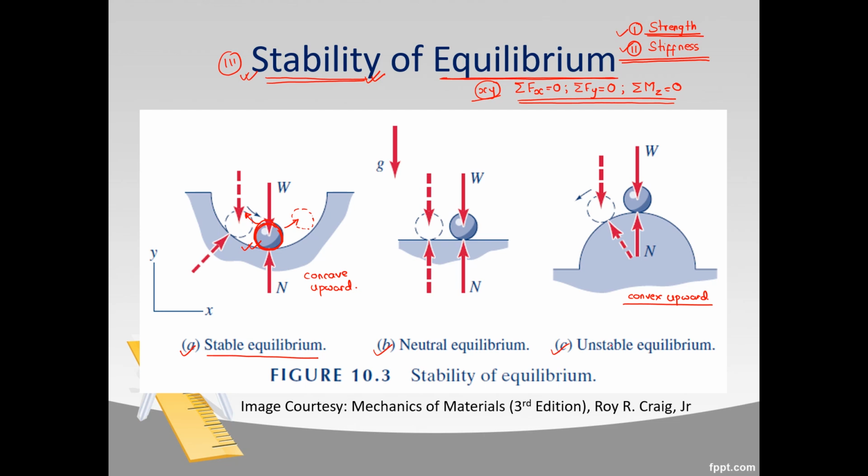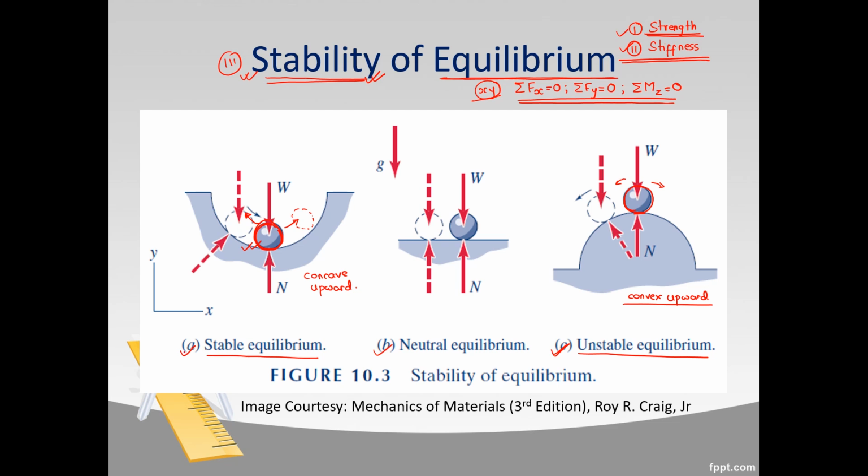In contrast, if you look at this third case, unstable equilibrium, you can see that this ball is placed at the top of this surface, or at this highest part. That means we have a convex upward surface here, and at the topmost part we have placed this ball. So what happens to this ball when we give it a slight displacement either to the right hand side or to the left hand side?